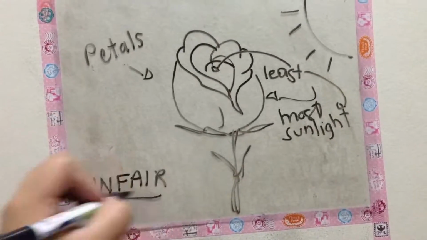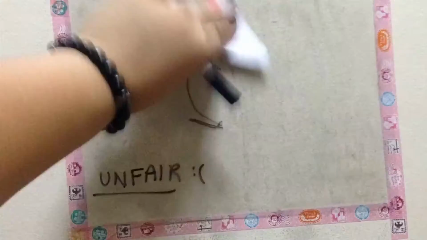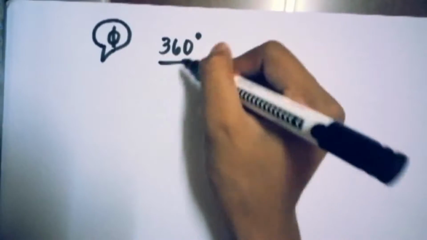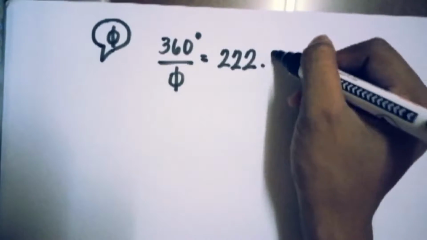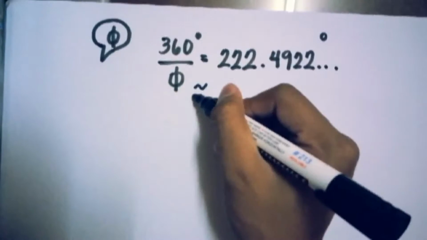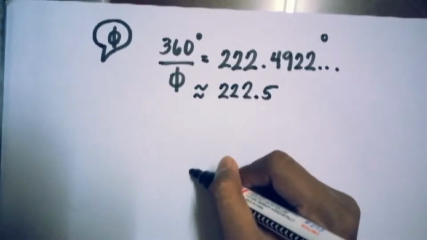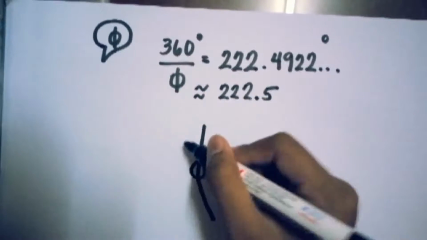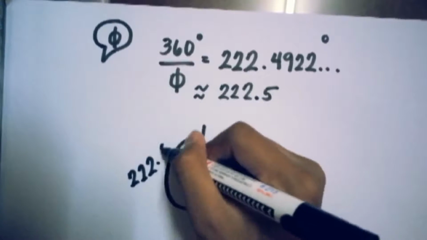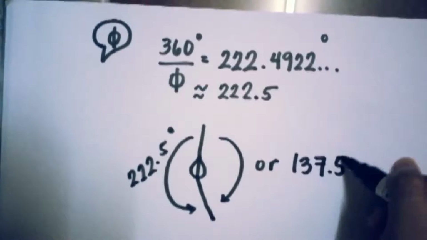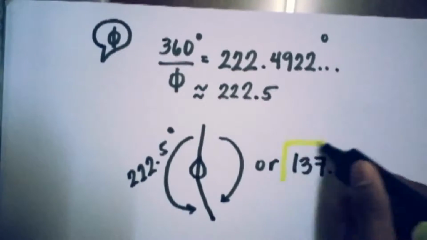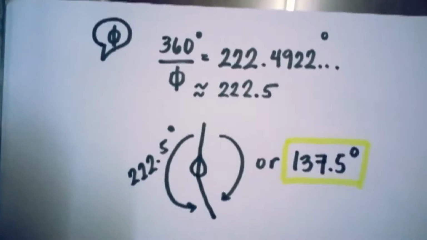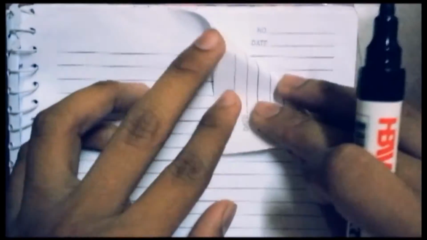But if we apply the principle of the Fibonacci sequence here, we get this value of 222.5 degrees by dividing the circle by phi. 222.5 degrees can also be expressed as 137.5. So that's great. Now we can measure the angle of each petal by using a compass. But if you don't have one, you can use an alternative.